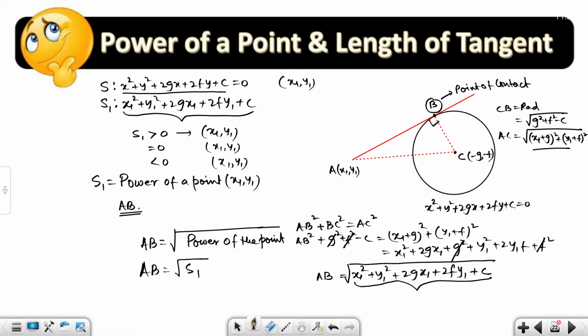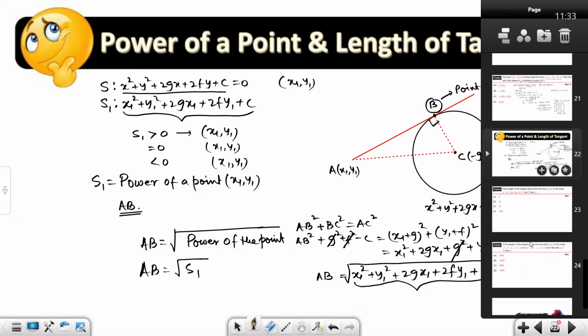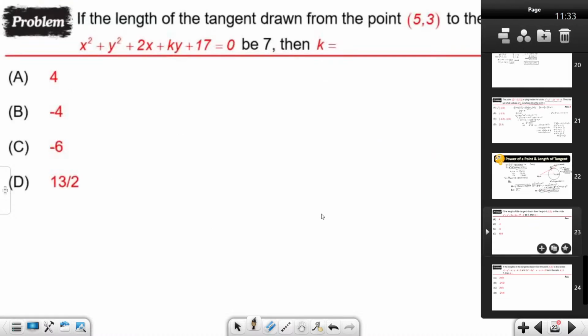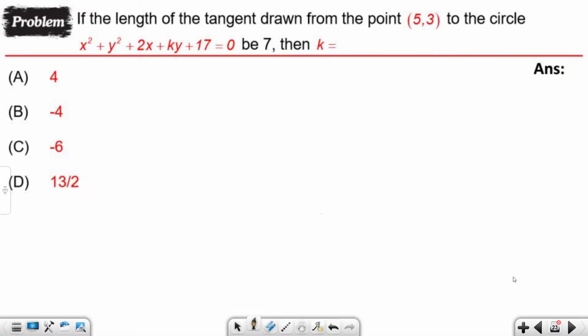Okay. So two things we have learned: power of the point and length of tangent. Please do remember. So now let us move to a problem. See this question. The question is, if the length of the tangent drawn from the point 5, 3 to the circle this. This is the given circle.